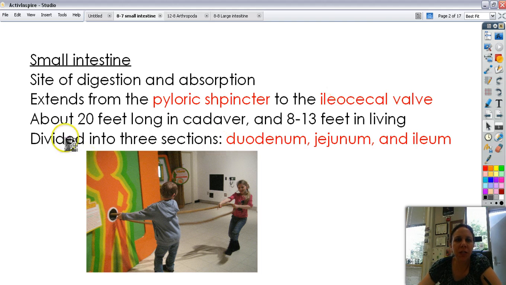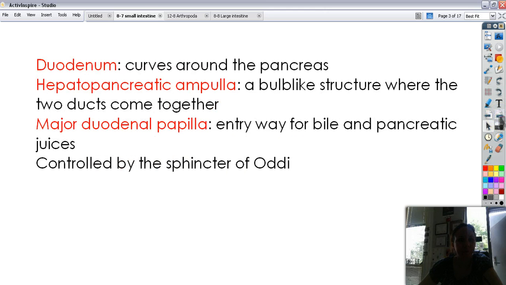In a dead person, it's about 20 feet long, but because it's made out of muscles, in a living person, it shrinks down to about 8 to 13 feet. It's divided into 3 sections: the duodenum, jejunum, and ileum.